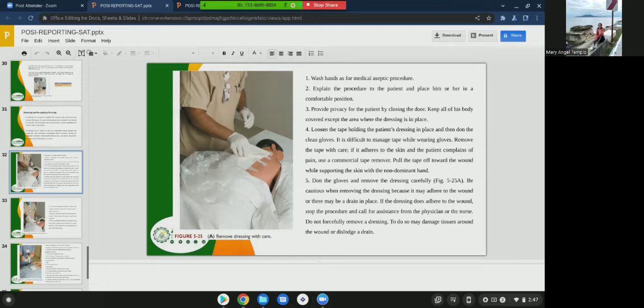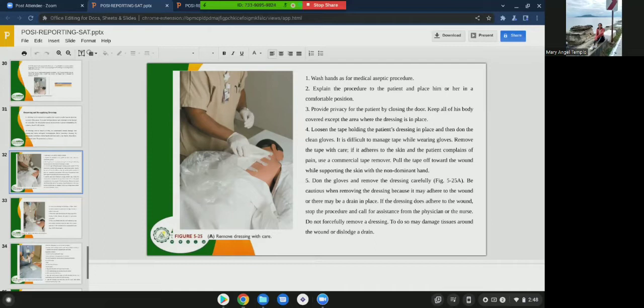Loosen the tape holding the patient's dressing in place and then don the clean gloves. It is difficult to manage tape while wearing gloves. Remove the tape with care. If it adheres to the skin and the patient complains of pain, use a commercial tape remover. Pull the tape up toward the wound while supporting the skin with the non-dominant hand. Don the gloves and remove the dressing carefully. Figure 5-25A.